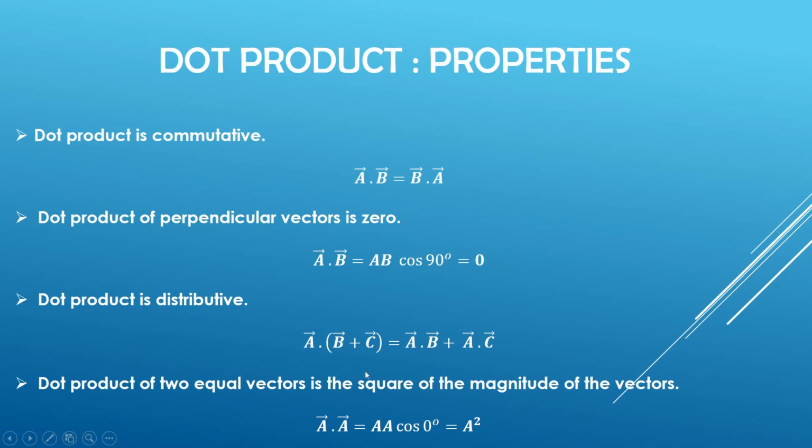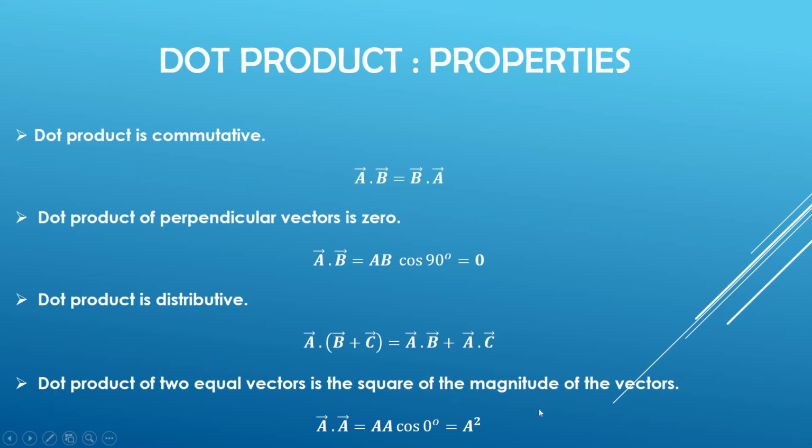Dot product is distributive. This means that A dot (B plus C) equals A dot B plus A dot C. It is individually the dot product with the B vector and C vector, and then added up. This is known as the distributive law.